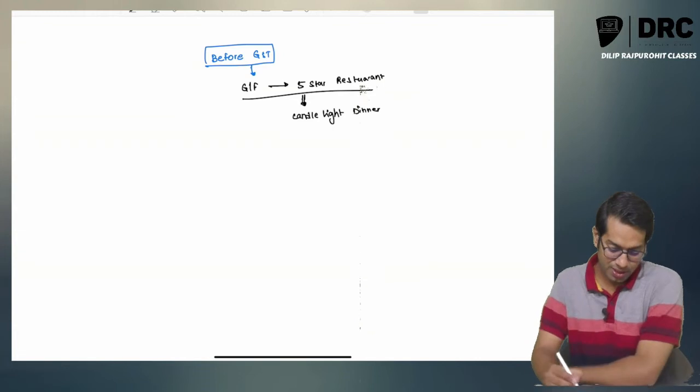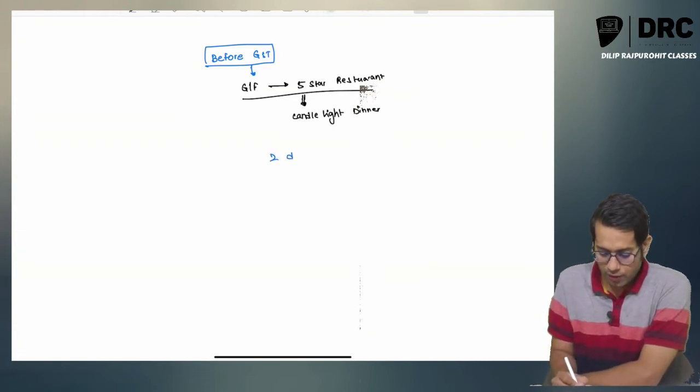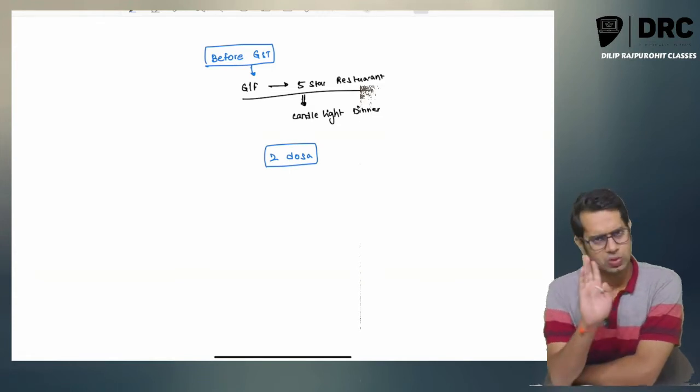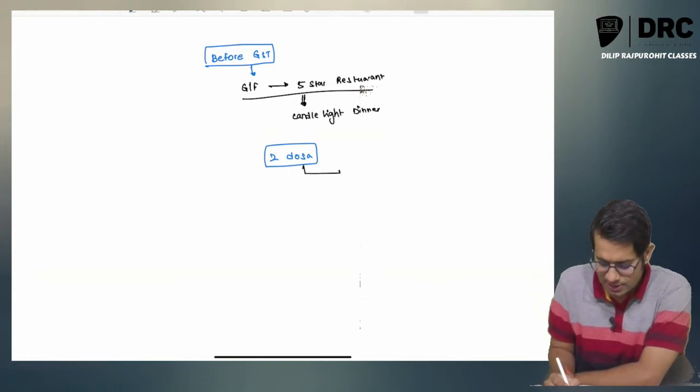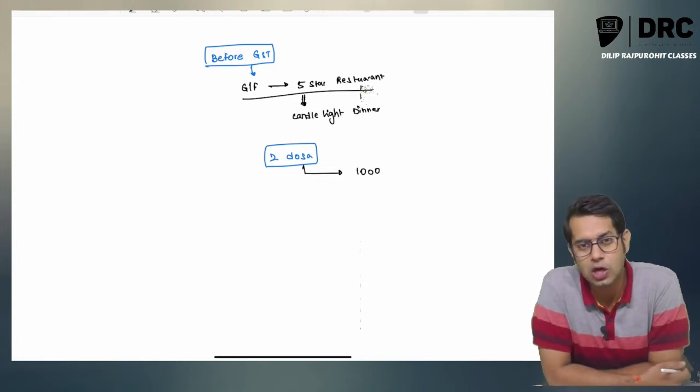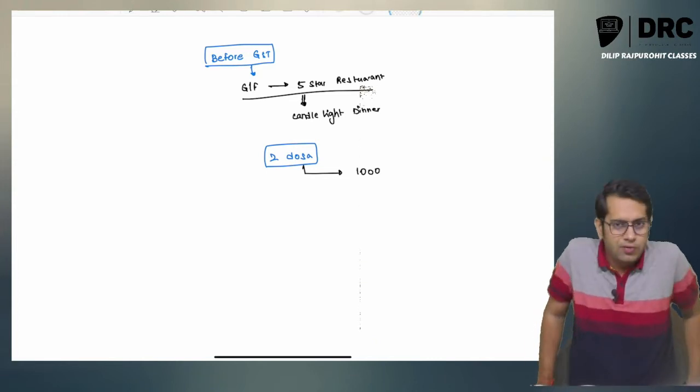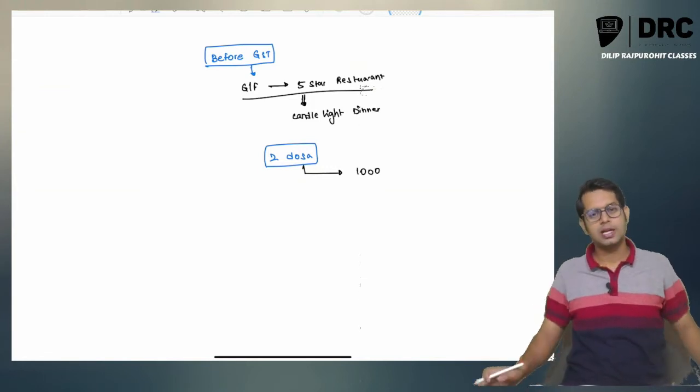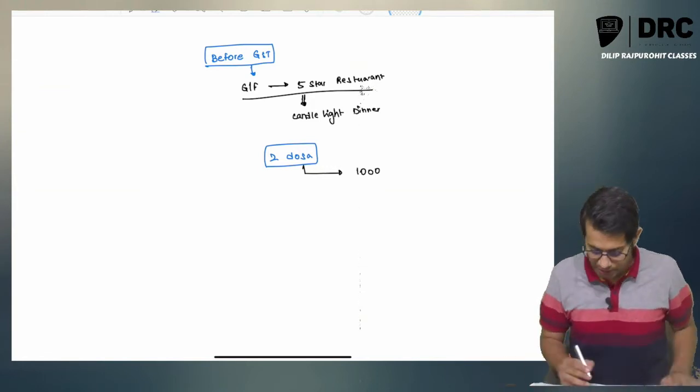Now, we ordered 2 dosas, and they charged us 1000 rupees. We ordered 2 dosas and for those 2 dosas they charged 1000 rupees.